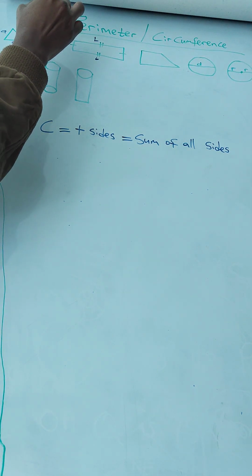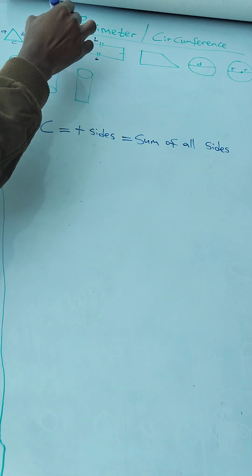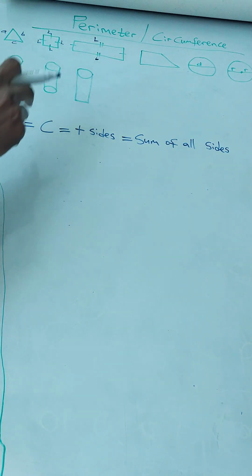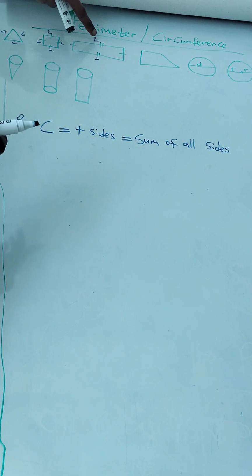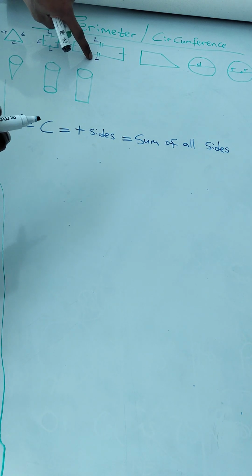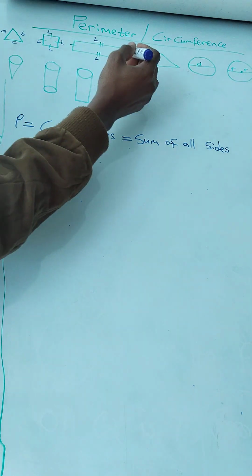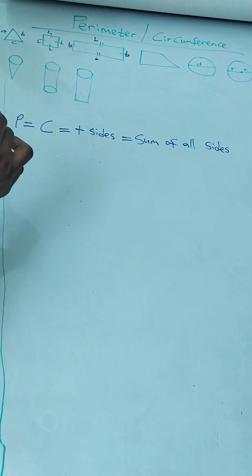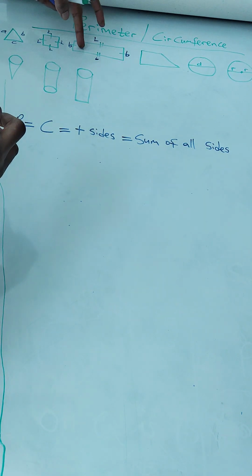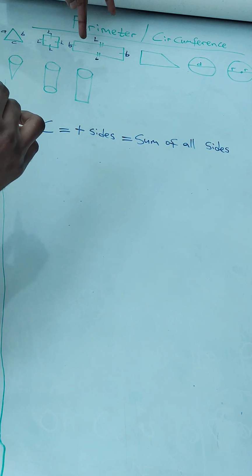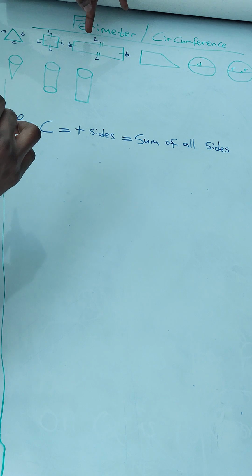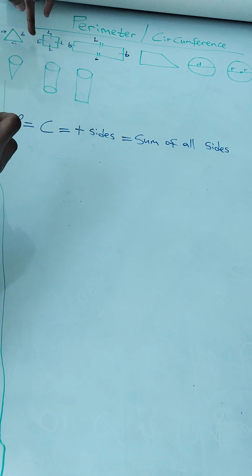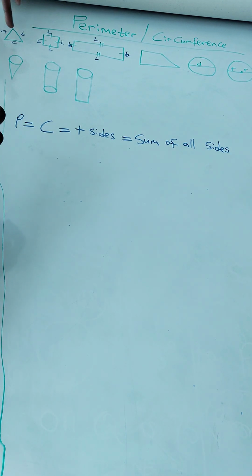Like I said, for a square, if one side is L, the other side will also be L, definitely, because they are all equal. For a rectangle, the opposite sides are equal. If one side is L, the opposite side will be L. This one cannot be L, so it can be breadth, then breadth. So the perimeter for this one will be L plus B plus L plus B. For a square, it will be L plus L plus L plus L. For a triangle, it will be A plus B plus C.